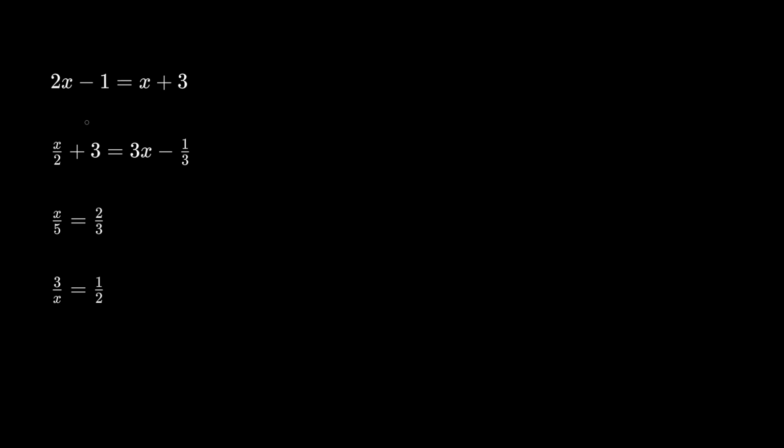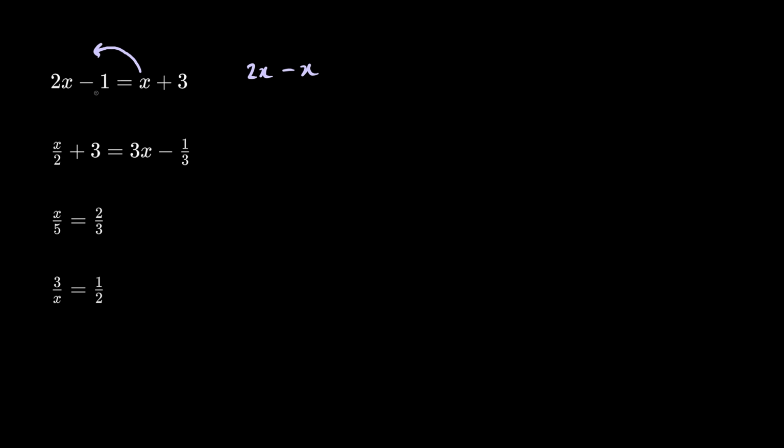Let's review some basic algebra. When we have an equal sign and you throw terms over, the positive terms switch to become negative. So this positive x becomes a negative x. So we have 2x minus x.